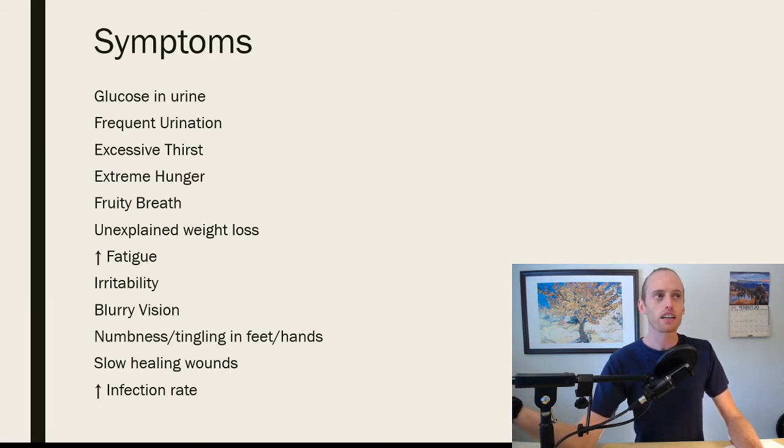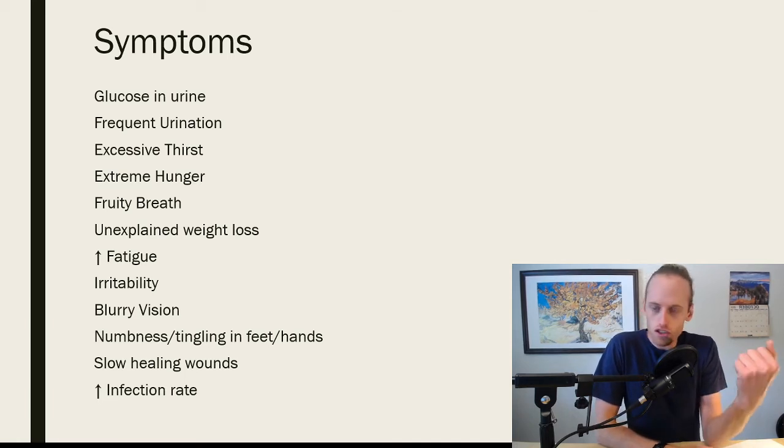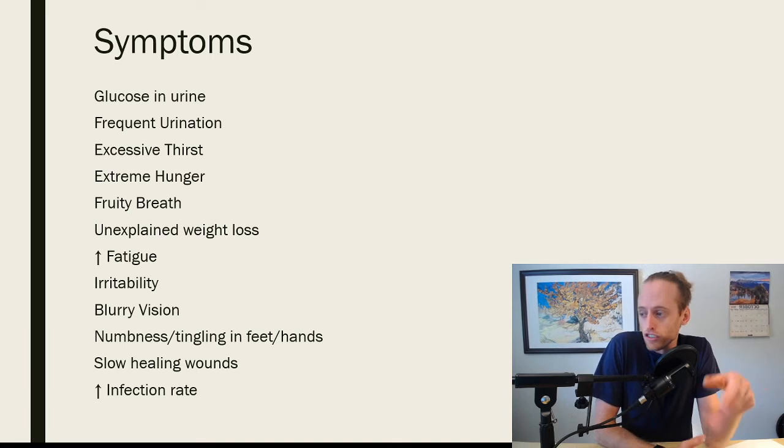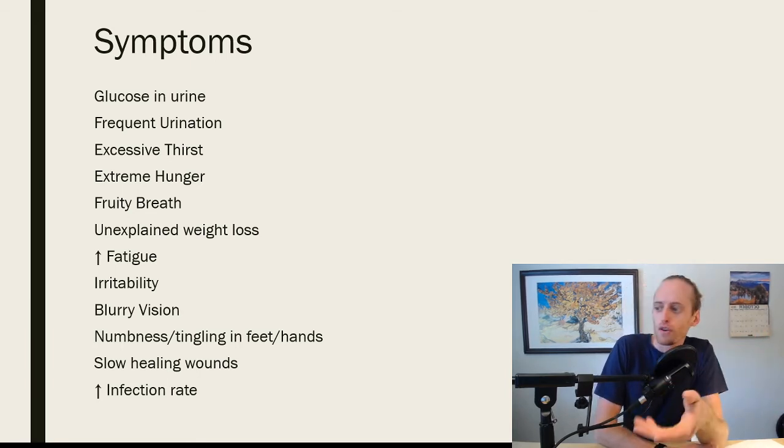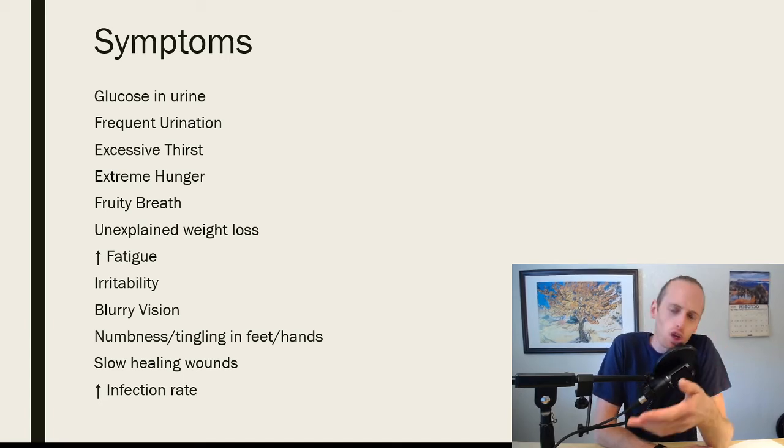What happens here is if your cells aren't able to pull sugar out of the bloodstream with the use of insulin, so you don't have enough insulin in your system or it's not working properly, then your body is going to start producing ketones as energy instead of pulling that sugar out. And then this results in a fruity breath. So that's kind of a symptom. We've got unexplained weight loss, increases in fatigue, irritability, blurry vision.